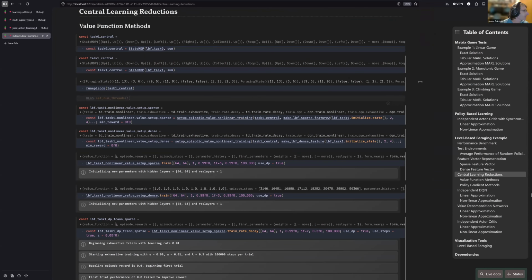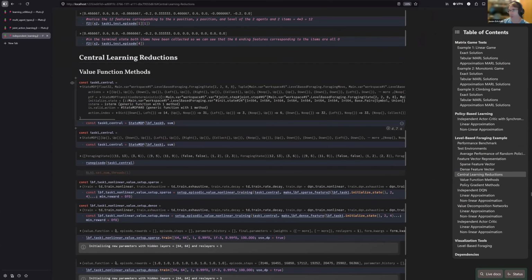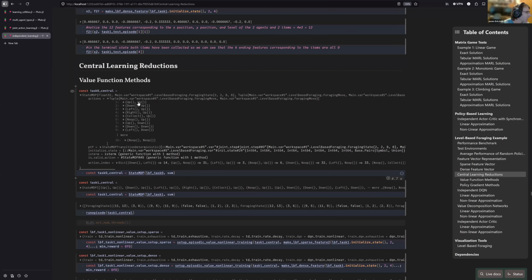Oh, sorry. Okay. We can see it more easily here. This is another example of that level-based foraging game. And here is where we would do a central learning reduction of this game, which we can also do with a common reward game. Here, because it's formulated as a general sum game, I am turning this into a normal Markov decision process problem by instructing it to take the rewards assigned to each agent and sum over those. That will create a single reward signal.